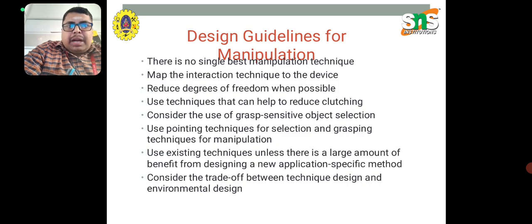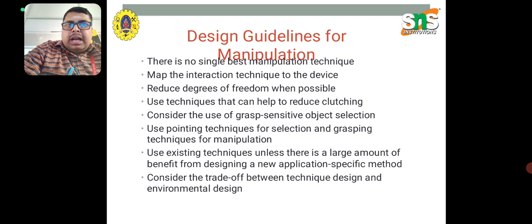Next, we have design guidelines for manipulation. There's no single best manipulation technique. Map the interaction technique to the devices. Reduce the degrees of freedom when possible. Use interaction techniques that can help reduce clutching. Consider grab-sensitive object selection. Use pointing techniques for selection and grabbing techniques for manipulation. Use existing techniques unless there is a large benefit from designing a new application-specific method. Consider the trade-off between technique design and environmental design.